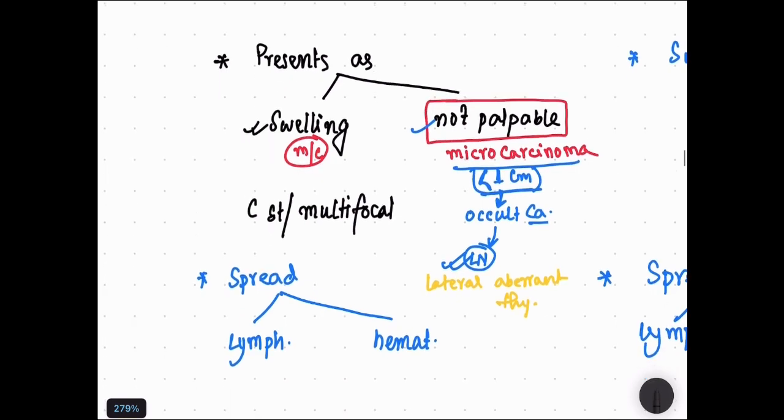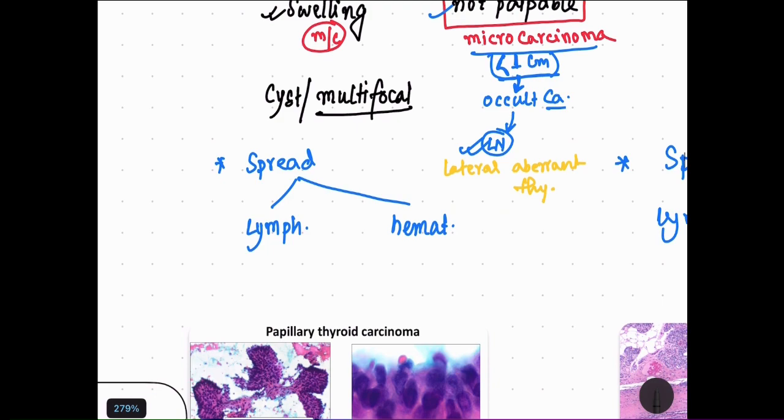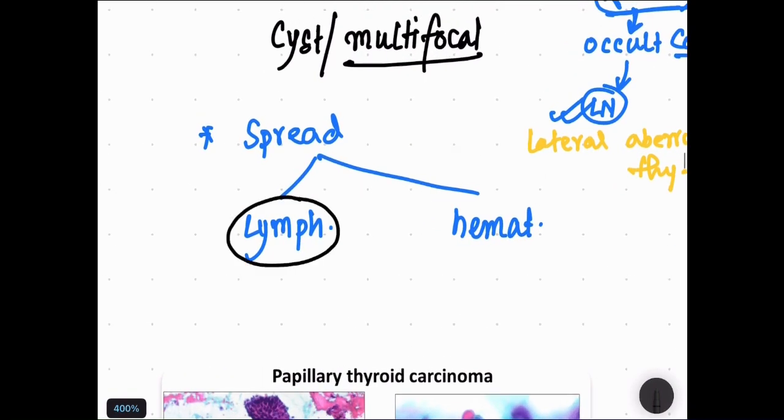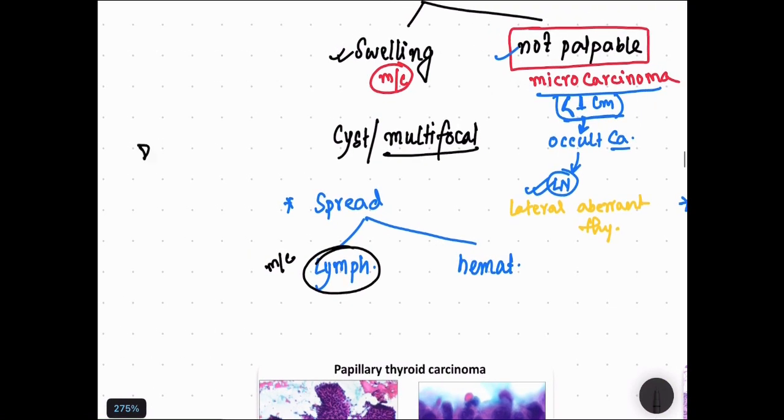Okay, the swelling, please remember, may also be a cystic swelling, and it is multifocal in origin. Now, spread: please remember, lymphatic spread is what is most common in papillary thyroid cancer. In thyroid malignancies, if they are spreading through lymphatic spread, the first lymph node that gets affected is the Delphian lymph node.